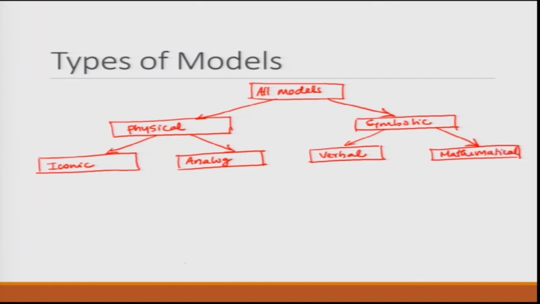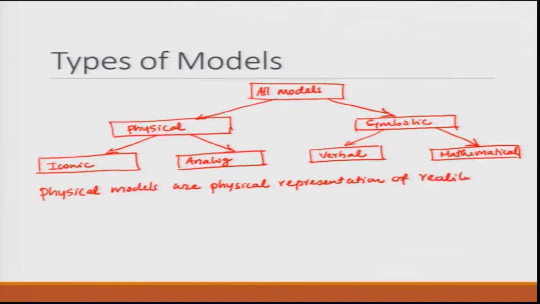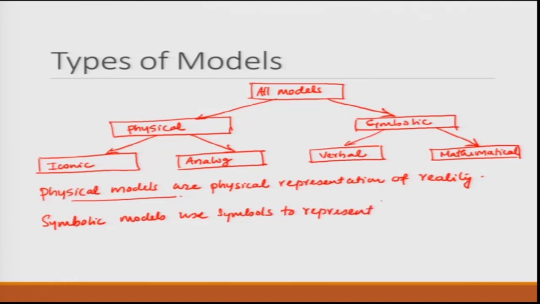Okay. So, in a way, let us first talk about what a physical model is, that is easy to understand. Okay. Physical models are physical representations of reality. Okay. You are physically representing the reality of the system, okay. Whereas, what is a symbolic model? Symbolic models use symbols to represent reality.